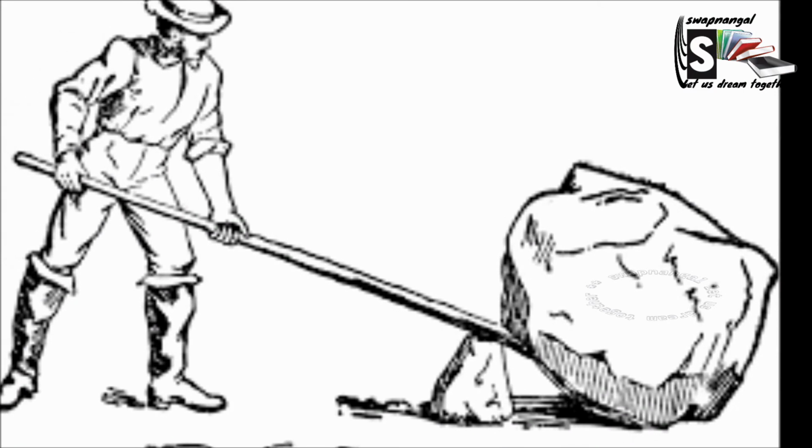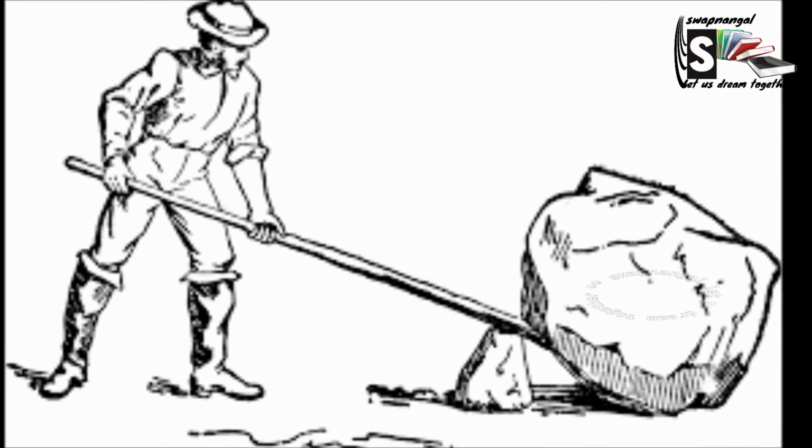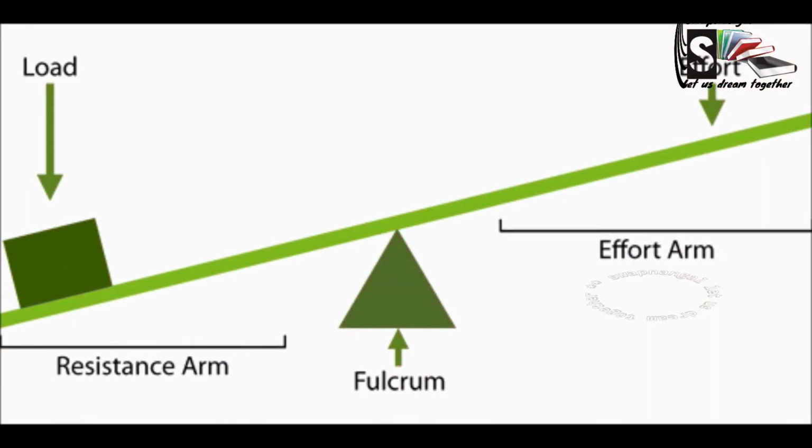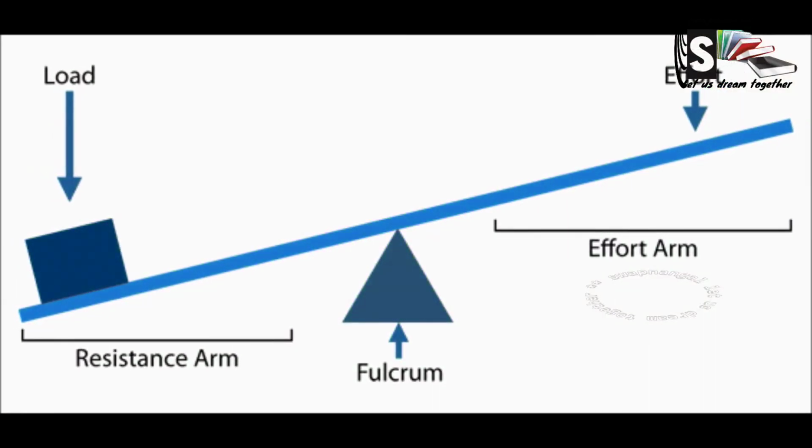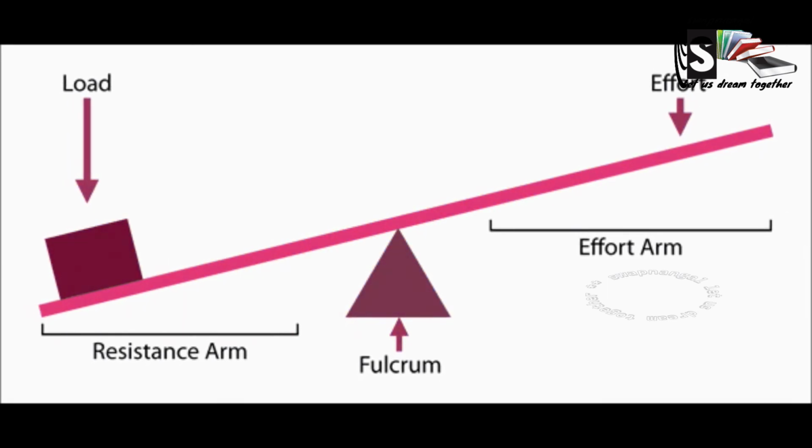Forces can even make objects turn if there is a fulcrum. This is called mechanical advantage, or MA for short, because a small effort can move a large load. The effort we put in is called the input, and the result is called the output. Effort and load are forces and are measured in newtons, which is represented as a capital N.